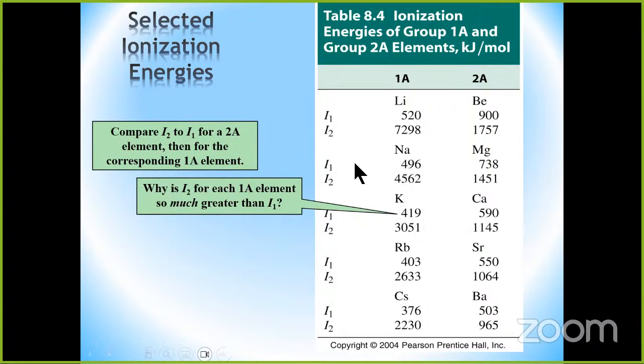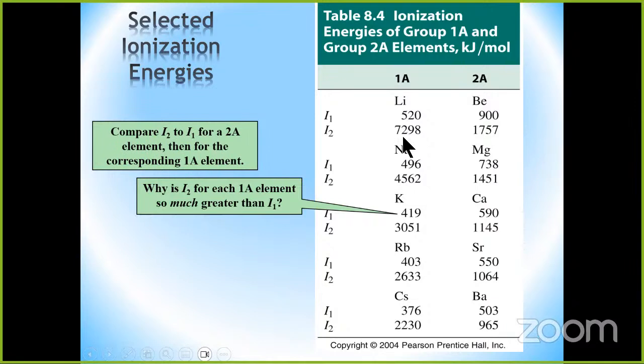So basically, this is giving you the first and second ionization energies of the elements in groups 1A and 2A. And what you're going to find is that, for example, let's compare lithium to beryllium, right? To remove the first electron, the amount of energy required is 520 kilojoules, right? But to remove the second electron, this is the amount of energy, right? And as you can see, it's several times over.